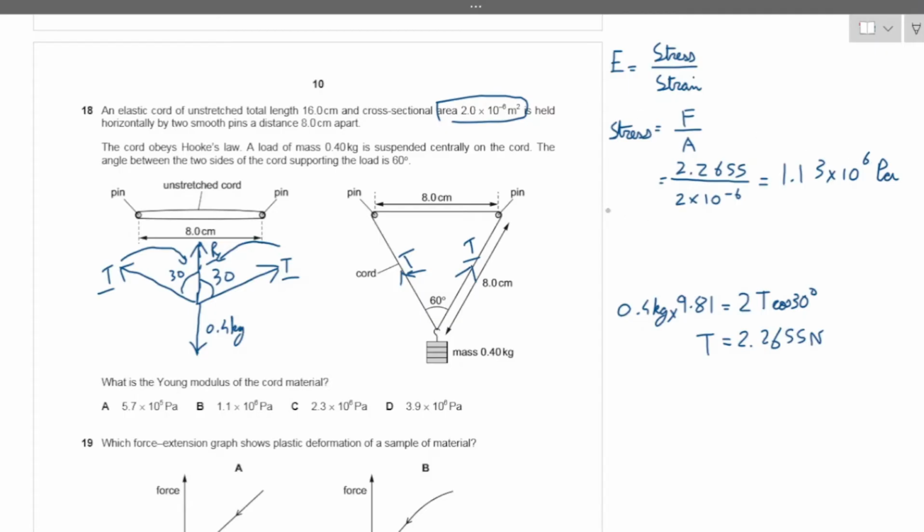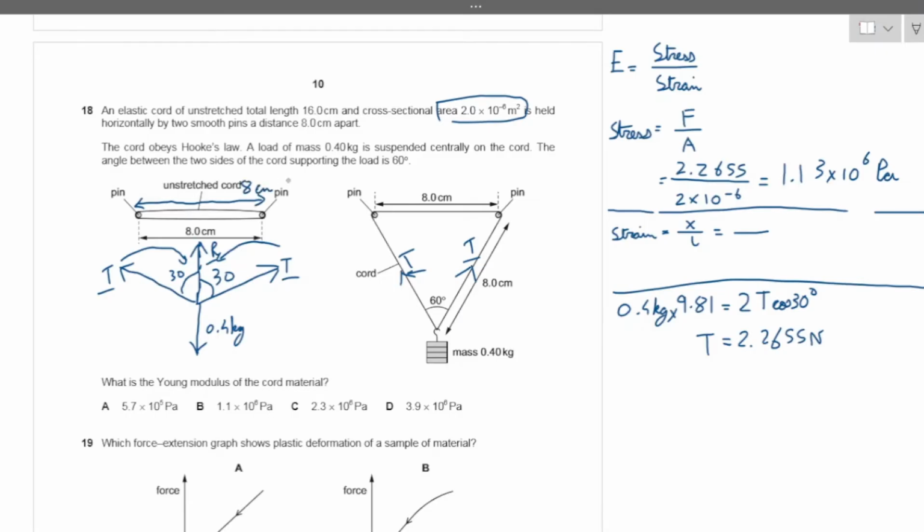That is the stress. Now we need to calculate the strain. What will be the strain? Strain is the extension over the total length. What was the initial total length? Initial total length is not just 8 centimeters. Consider this part of the cord as well. That is also 8 centimeters. So 8 plus 8, that would be 16.